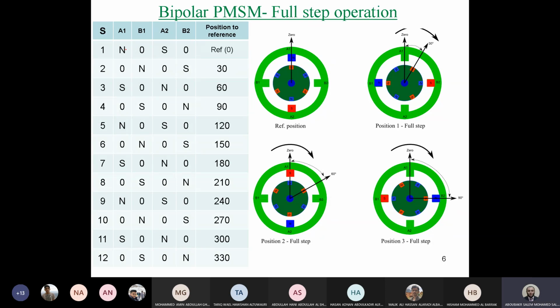Firstly, when we need to energize A1 as N, we will say this is N, and the opposite tooth will be S. So A2 will be S. However, in the beginning, for this step, we will not energize coil B at all, either B1 or B2, because all of the coil teeth will be energized together. So coil 2 now will be 0.